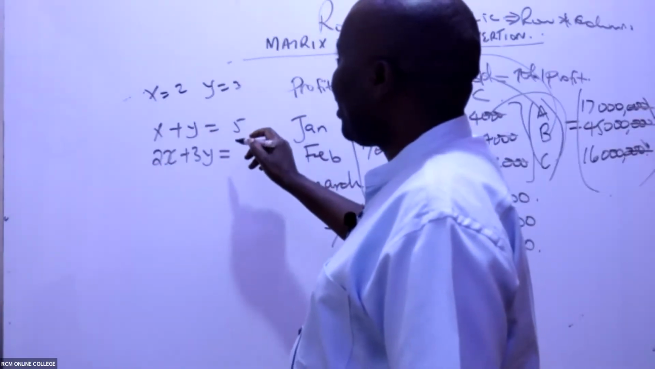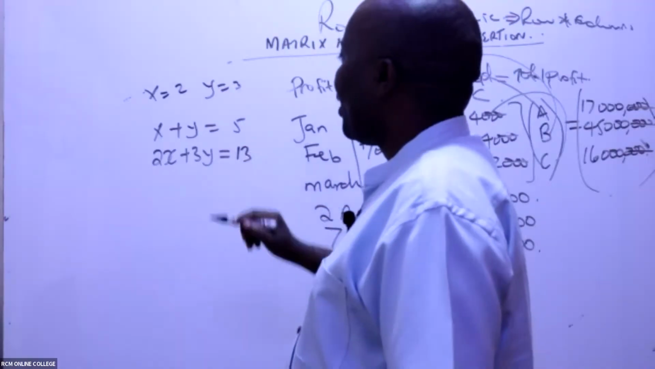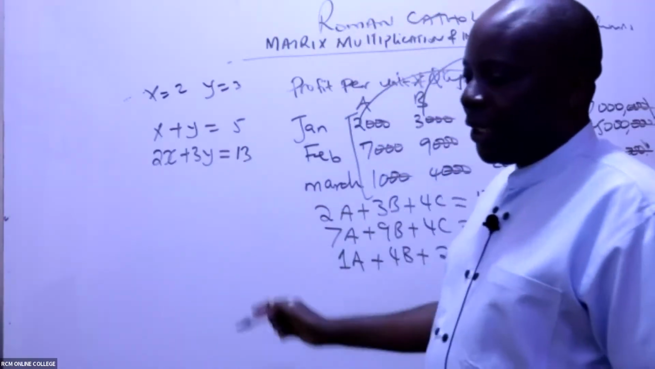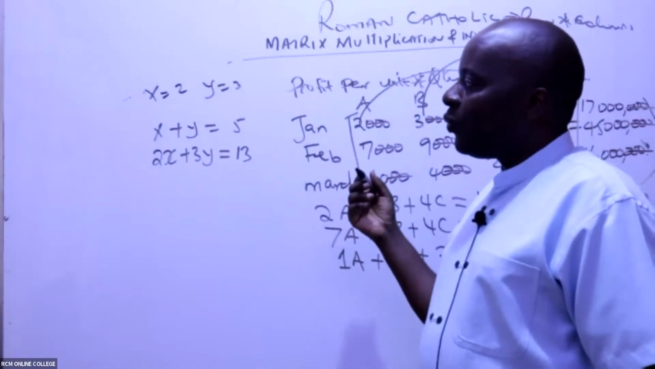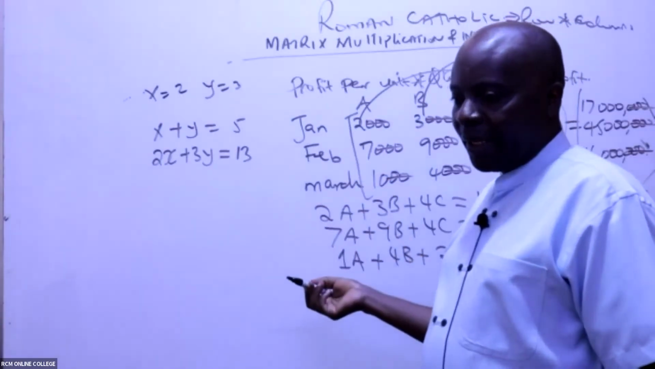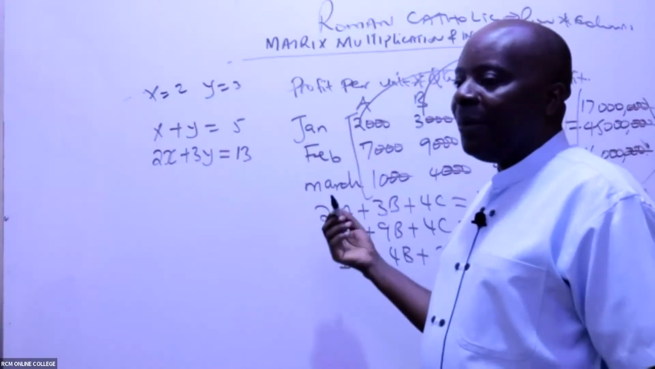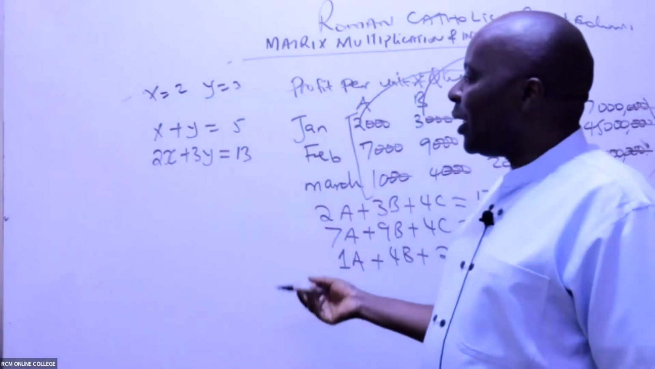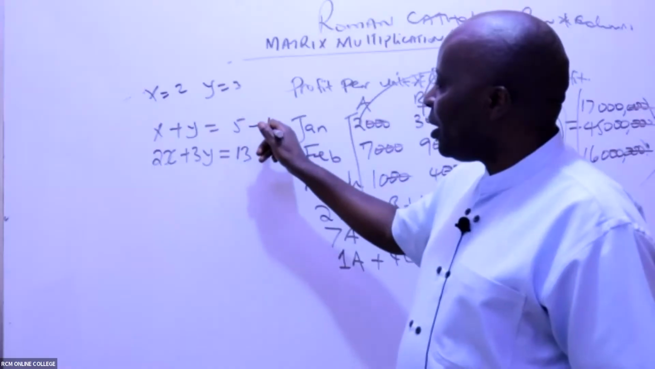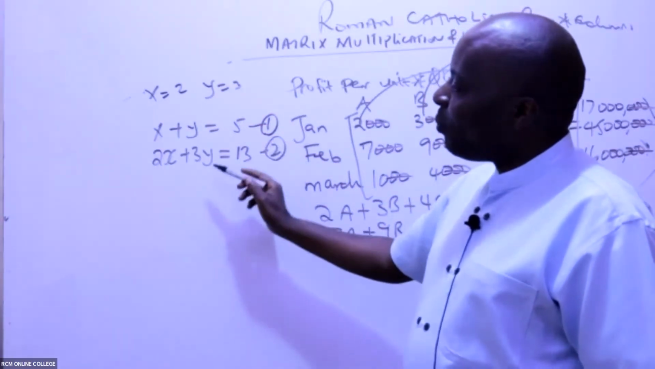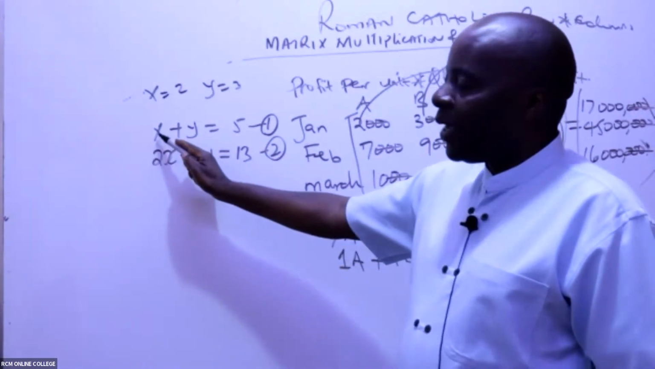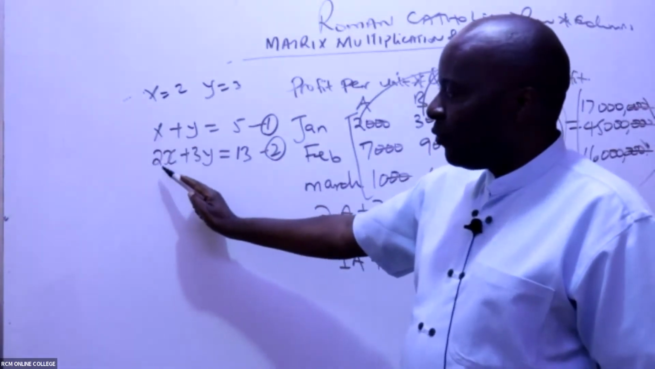4 plus 9, that is 13. So assuming you are given this kind of equations, and you want to get values of x and y, you can use the elimination method. Under the elimination method, if this is your first equation and second equation, you can opt to make the coefficient of x similar to what you have here.